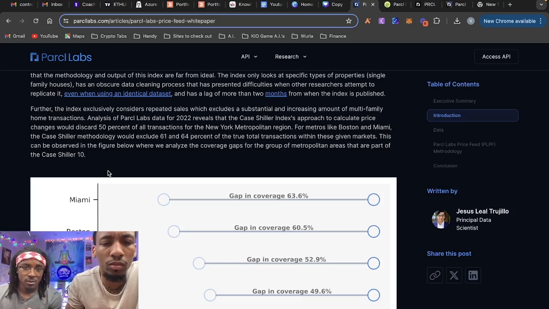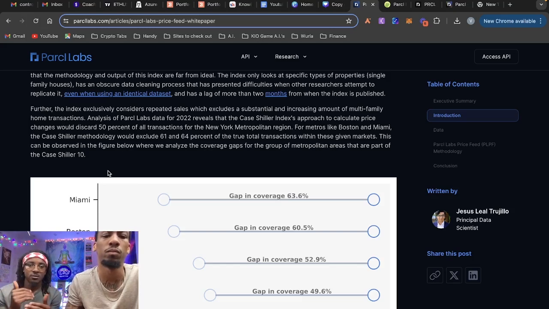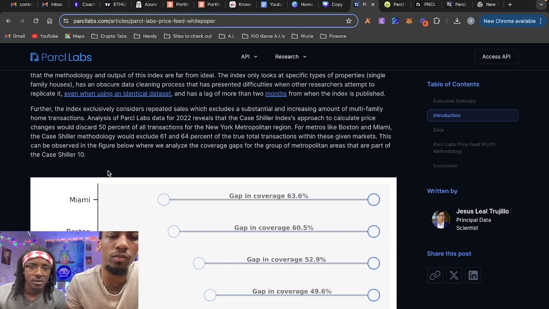And so I wonder how the index would perform if we see massive supply being pushed onto the market in the multifamily space while we're lacking supply on the single family home side. So I'm just curious how the index would react. I'm going to be monitoring that over time.